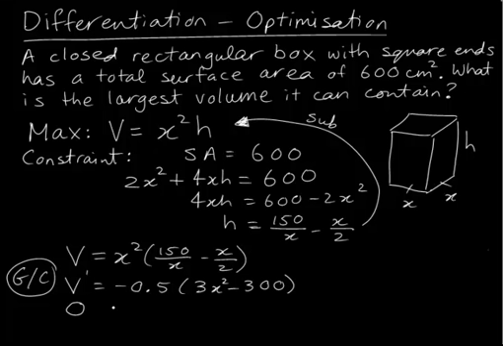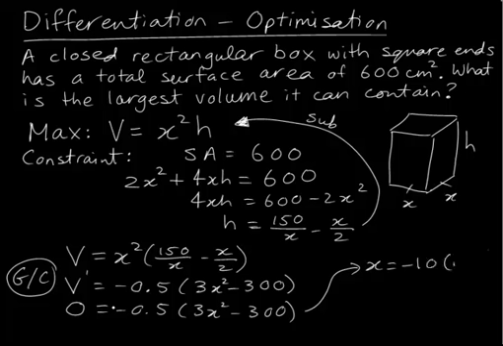So what have we done? We've set the derivative to be equal to 0, and that gave us x equals -10, which is obviously going to be an answer we reject. It doesn't make sense to have a negative value for x there. Or x equals 10. Now, if x equals 10, let's just find out what h would be. So we would go 150 over 10 minus 10 over 2. So h would work out to be 10 as well.